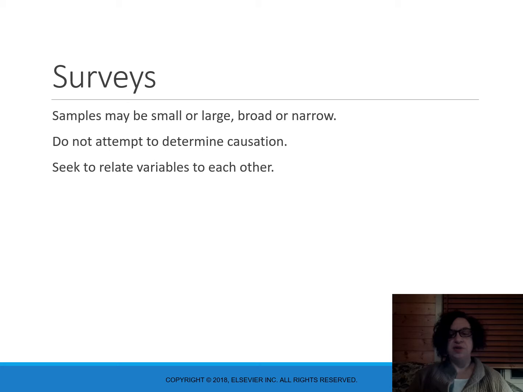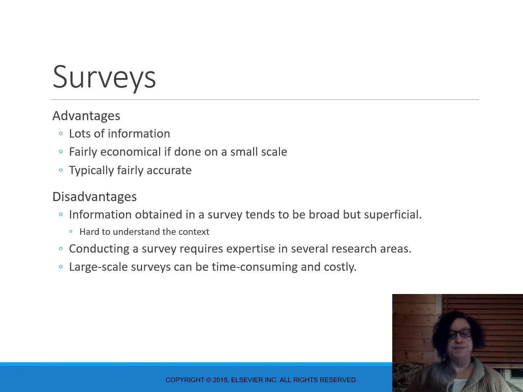Surveys can take on all sorts of shapes. Your samples can be large or small. They can be broad or narrow. They can cover about everything. But remember, they do not attempt to determine causation. We're not going to get cause and effect through survey sampling. Instead, the surveys will seek to relate variables to one another, kind of, if you have this, then perhaps you'll have this. Not causation, but more like correlation.